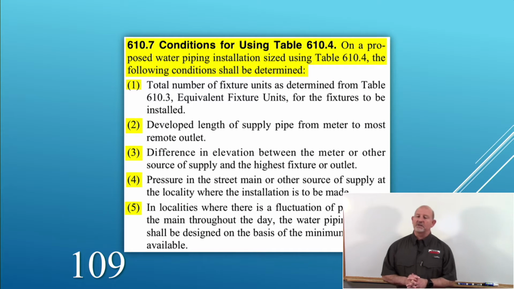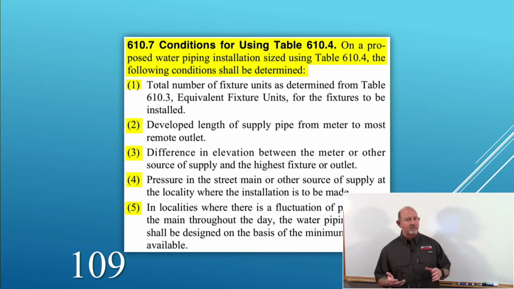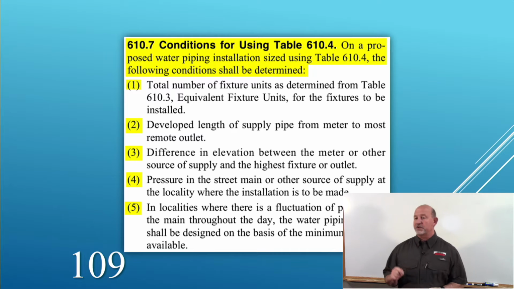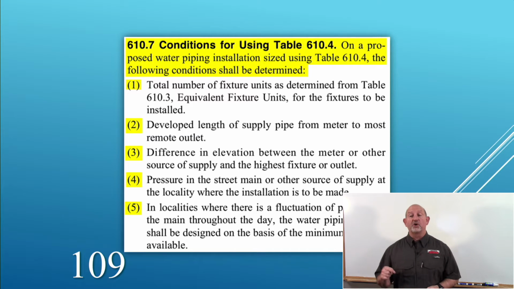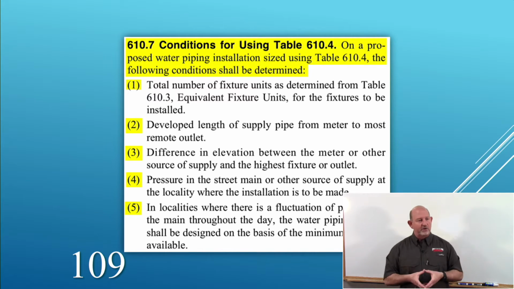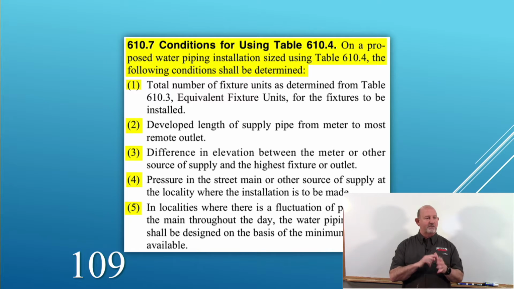610.7, conditions for using table 610.4. Again, it says, number one, I got to know the total number of fixture units as determined from table 610.3, equivalent fixture units, plural, for fixtures, plural, to be installed. So do you agree the line coming to my house is not just feeding that bathtub or combination bath shower? It's feeding the bathtub and the shower and the toilet and the lav and the sink and the kitchen sink and the, right? So we've got to add all those things together if we're sizing that line feeding the house, right? So everything that's being fed by that piece of pipe, we have to add all those WSFUs together.